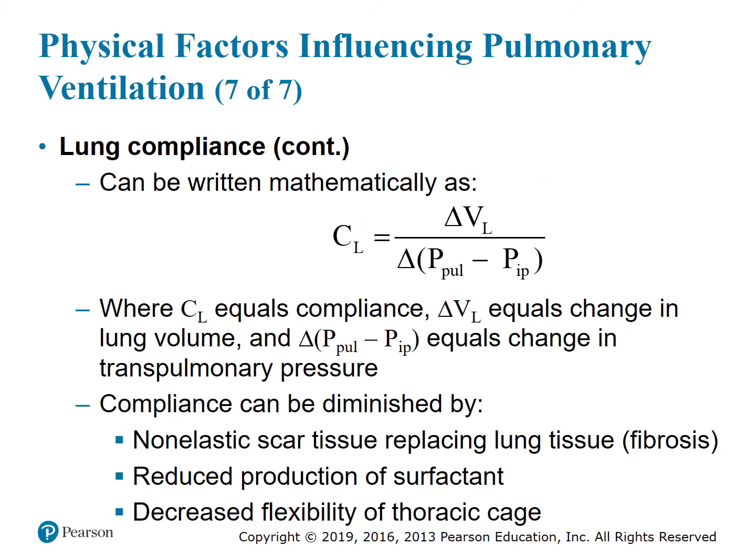Lung compliance can be written mathematically as CL = ΔVL/ΔPTP, where CL equals compliance, ΔVL equals the change in lung volume, and ΔPTP equals the change in transpulmonary pressure. Compliance can be diminished by non-elastic scar tissue replacing lung tissue, as in fibrosis, reduced production of surfactant, and decreased flexibility of the thoracic cage.